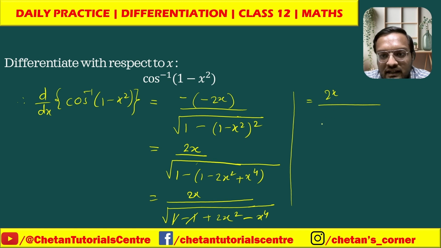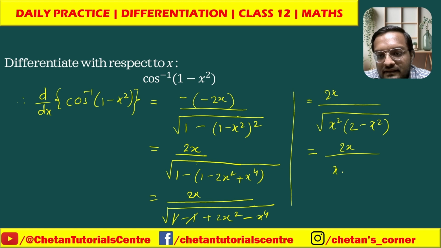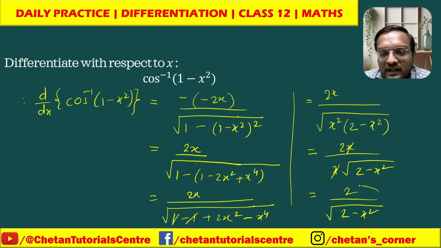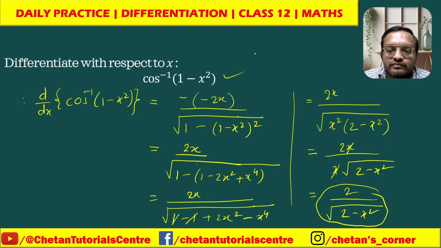2x divided by under root x square into 2 minus x square, that is equal to, this x square after coming out of root will become x, under root of 2 minus x square. So this x will get cancelled, and what I will be left with? 2 upon under root of 2 minus x square. Now we cannot simplify this further, so this is our final answer for this given question.